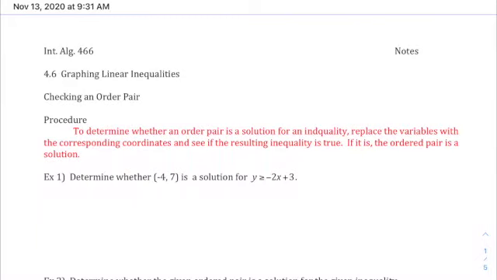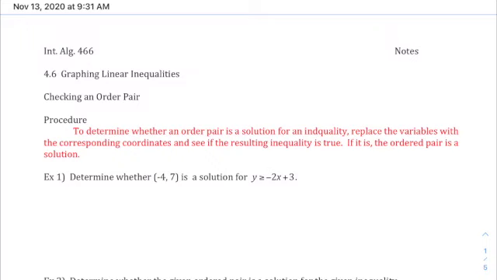Hi everyone, today we are talking about graphing linear inequality. So the very first thing we're going to start with is checking an ordered pair. That means checking whether the ordered pair is a solution of the inequality we are graphing or not a solution. So to do that, the procedure.